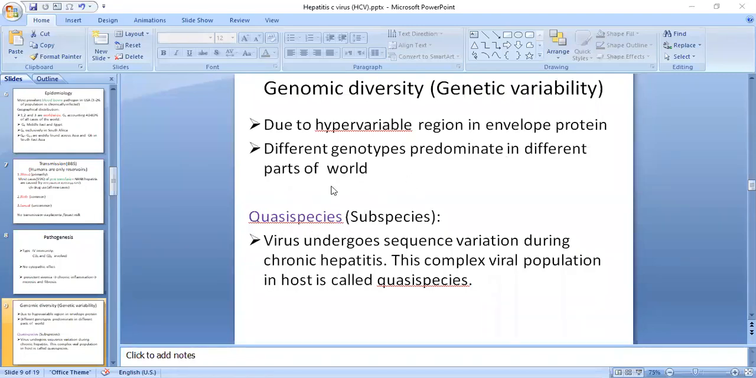Quasispecies are the subspecies. When the virus undergoes sequence variation during chronic hepatitis, this complex viral population in the host is called quasispecies. So these are the subspecies, known as quasispecies in the host.